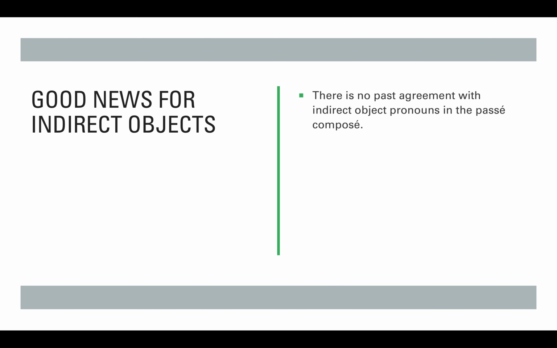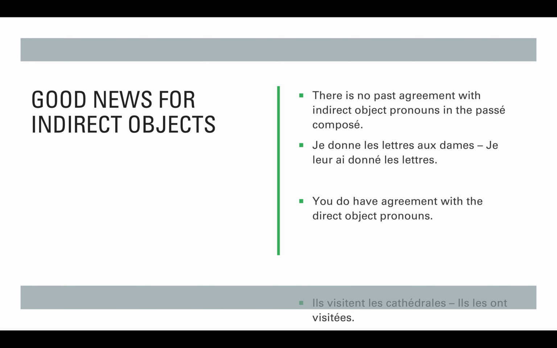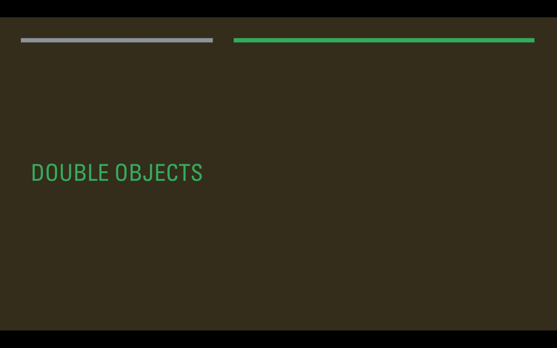Good news for indirect objects. There is no past agreement with indirect object pronouns in the passé composé. So if we say je donne les lettres aux dames, je leur ai donné les lettres, we have no agreement. As a reminder, you do have agreement with the direct object pronouns. So ils visitent les cathédrales would become ils les ont visitées. And you see we have the E because cathédrale is feminine and the S because in this case it is plural. So that's just a quick reminder. Never hurts to be reminded, right?